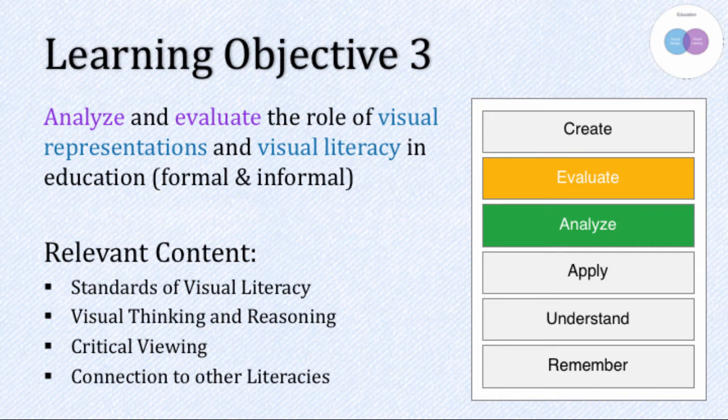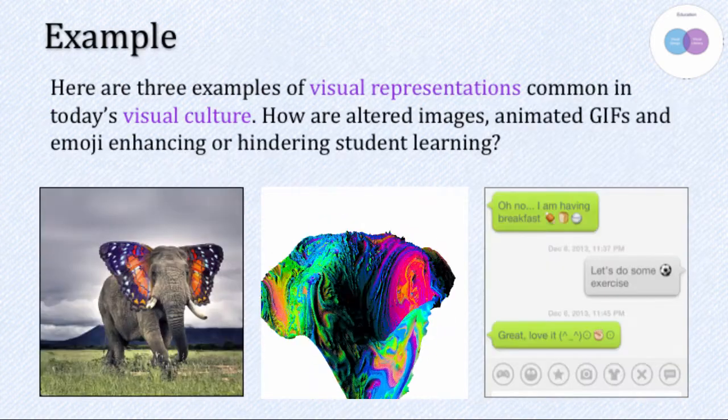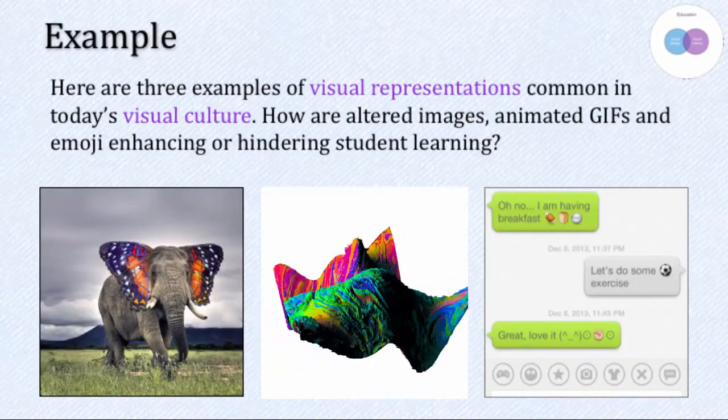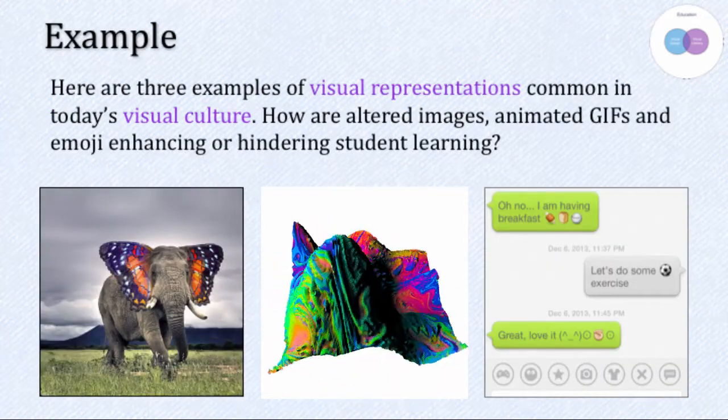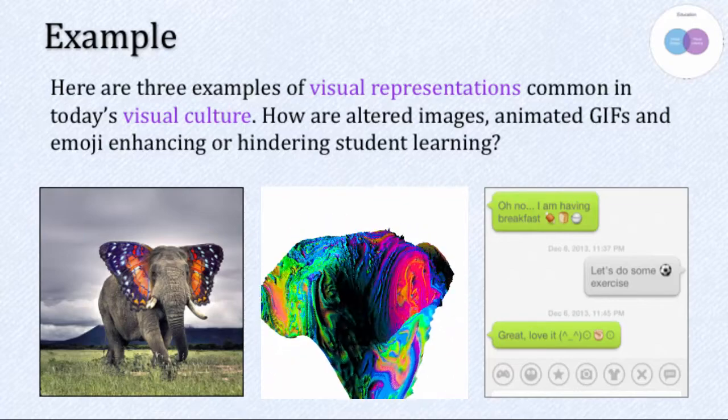We're going to do some reading about visual thinking and reasoning. We'll talk a little bit about critical perspectives and critical viewing. And then, of course, we'll make references to other types of literacies, such as data literacy, information literacy, and multimedia literacy. And for a final example, here are three examples of visual representations common in today's visual culture.